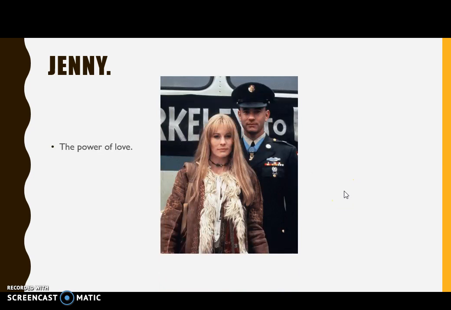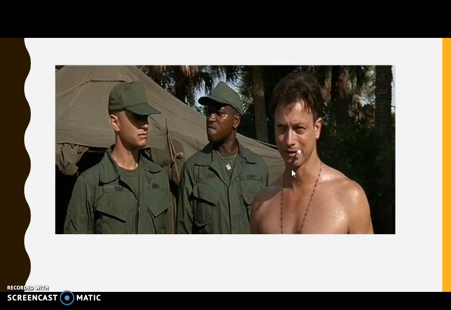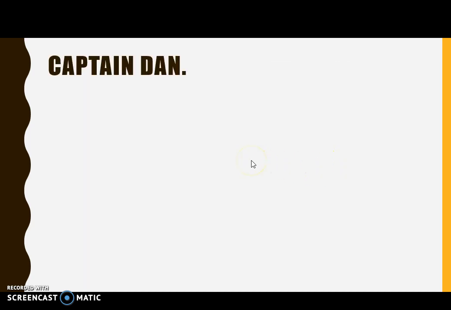As the film goes on, Forrest decides to enlist in the militia. In this moment of his life, he meets some of the most important people of his life, building very strong relationships. In war, Forrest meets Captain Dan.